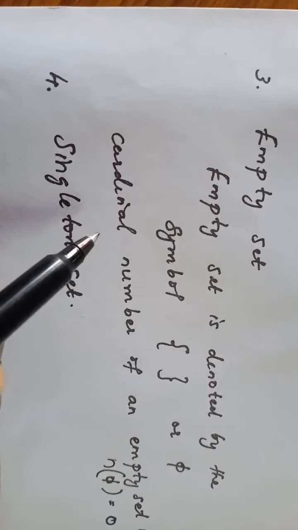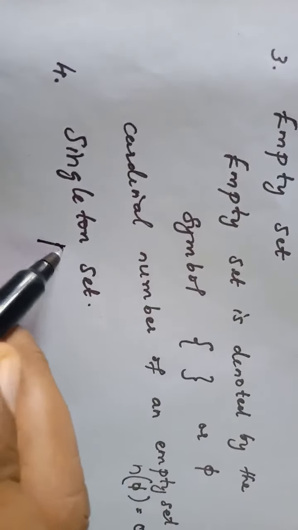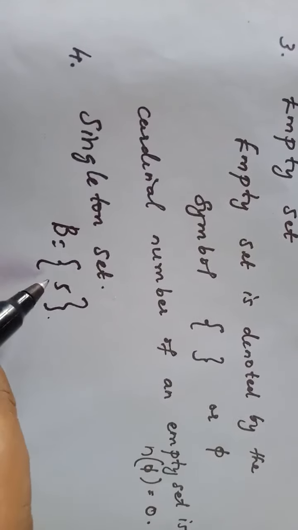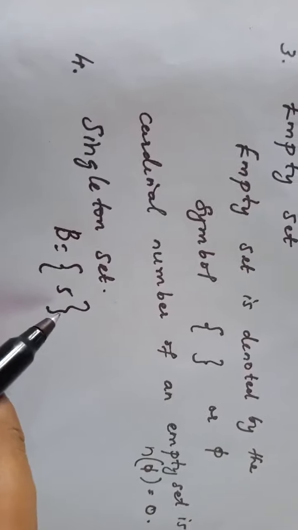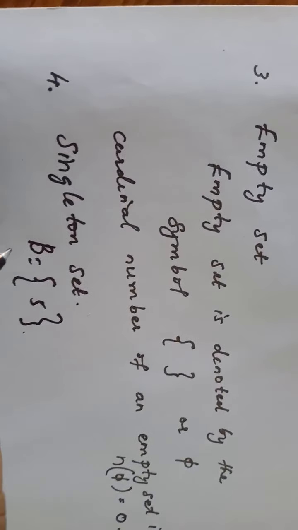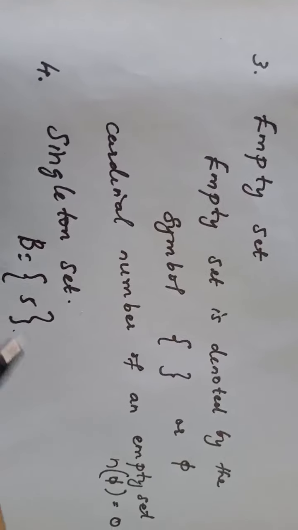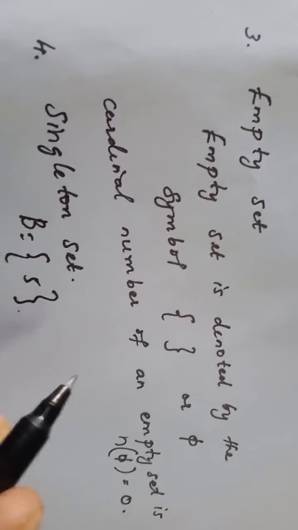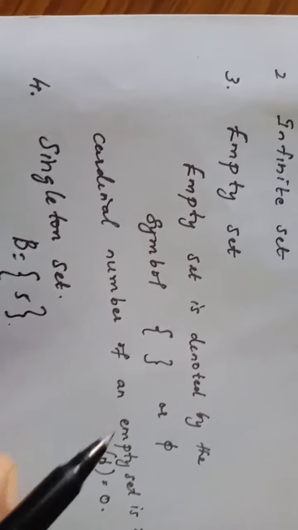Now for example, B is equal to {5}. Here we have only one element 5 in the set B, so this is a singleton set. Otherwise we can take A is equal to the set of the number of stars in our solar system. So it is a singleton set because it contains only one element.